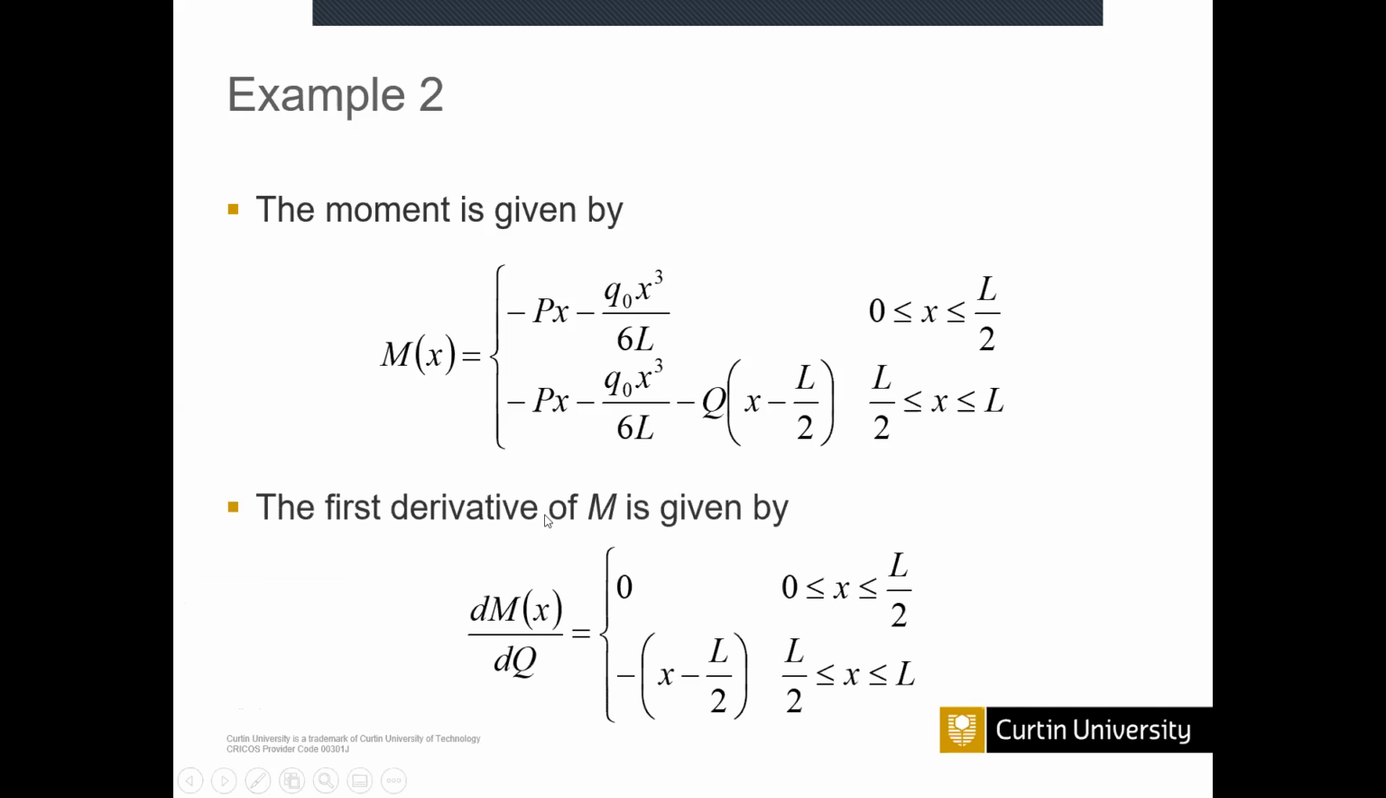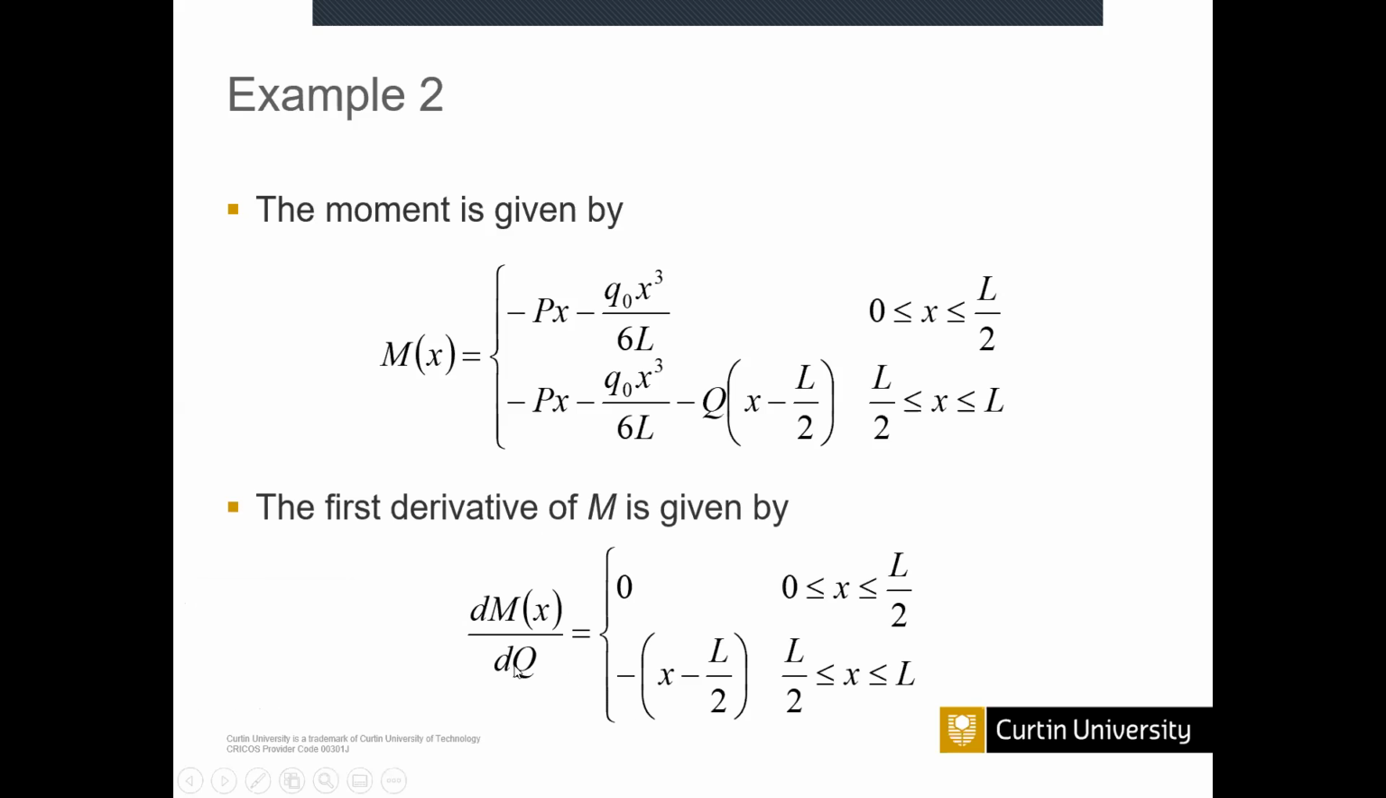Let's see what happened. First derivative with respect to Q, because we don't do the differentiation with the P. P belongs to point B. So you are going to find out the deflection at the point C. So then you need to use dummy load Q. So that is the Castigliano theorem.